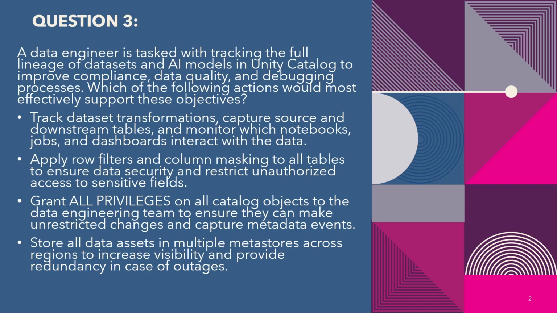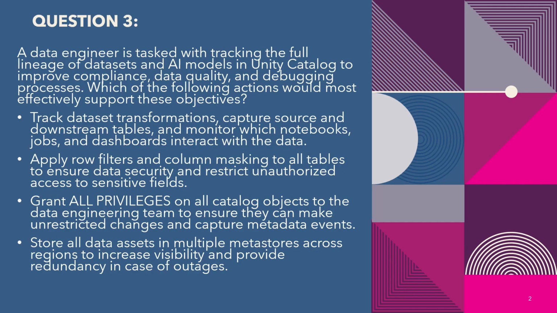2. Apply row filters and column masking to all tables to ensure data security and restrict unauthorized access to sensitive fields. 3. Grant all privileges on all catalog objects to the data engineering team to ensure they can make unrestricted changes and capture metadata events. 4. Store all data assets in multiple metastores across regions to increase visibility and provide redundancy in case of outages. Okay, now that we've seen the options, let's break this down together.